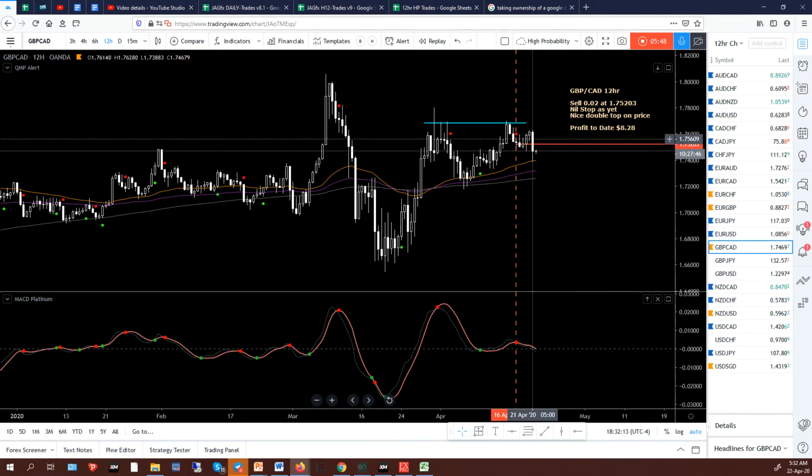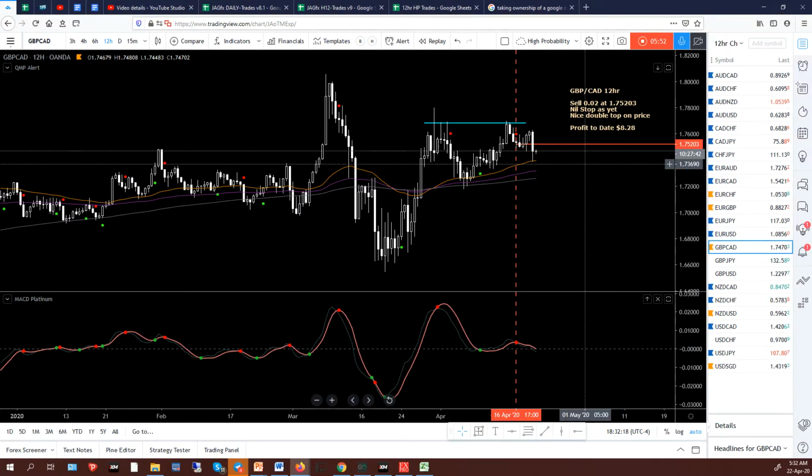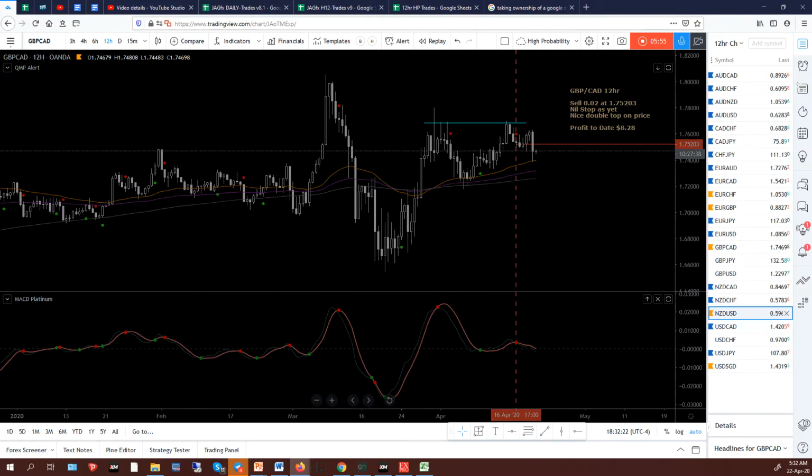So I'm just in a sell now. This is a high risk sell too, by the way. There's a nice double top on price there, so that's all right. So that's been done. New Zealand USD, what to do here?